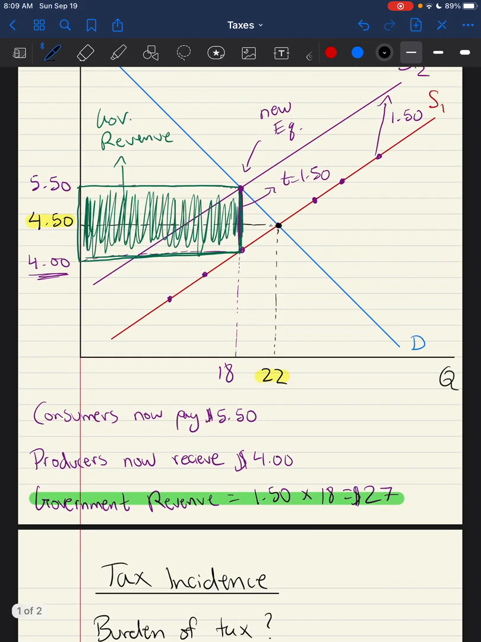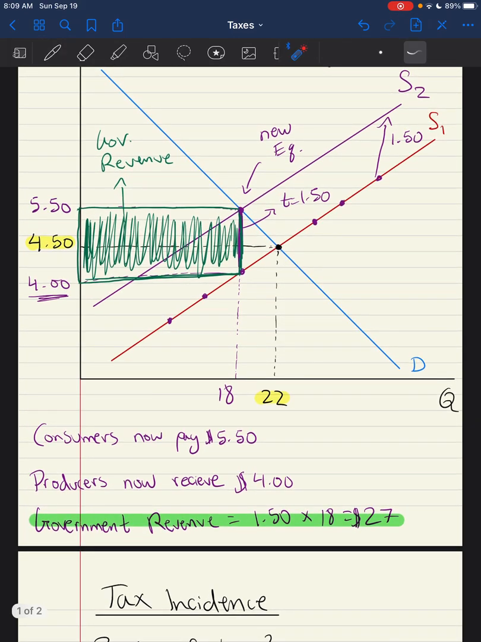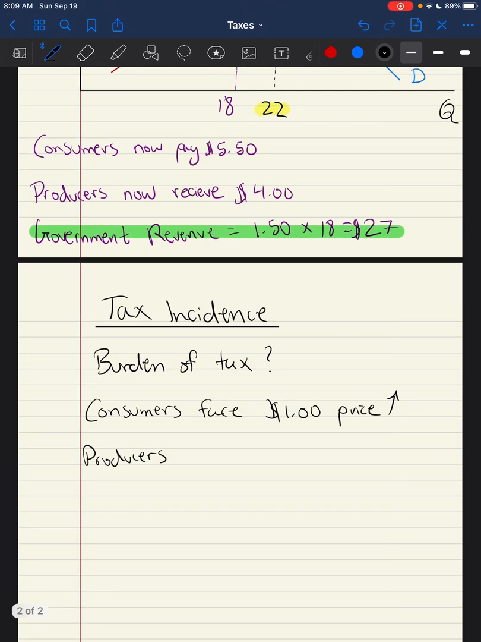Let's go back to the graph. Producers were receiving $4.50 per pack of cigarettes that they sold, but now they're only receiving $4. So the difference is only 50 cents, $4.50 to $4. Producers now get 50 cents less.